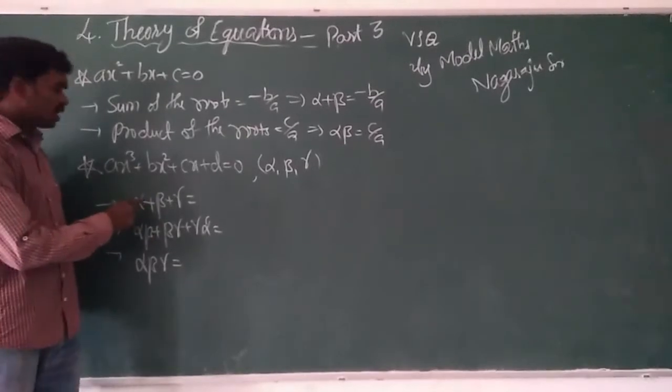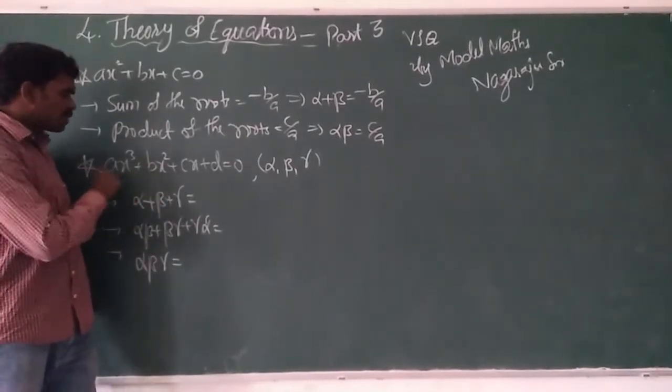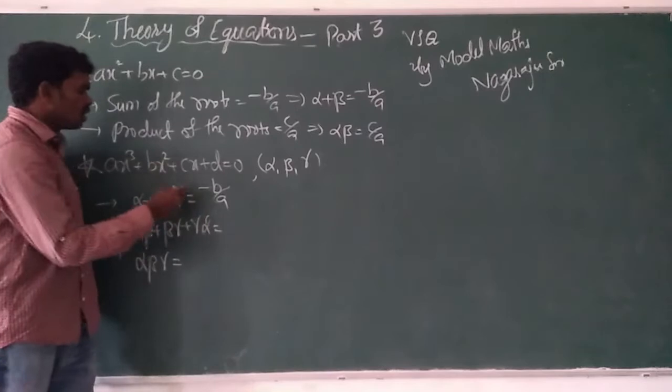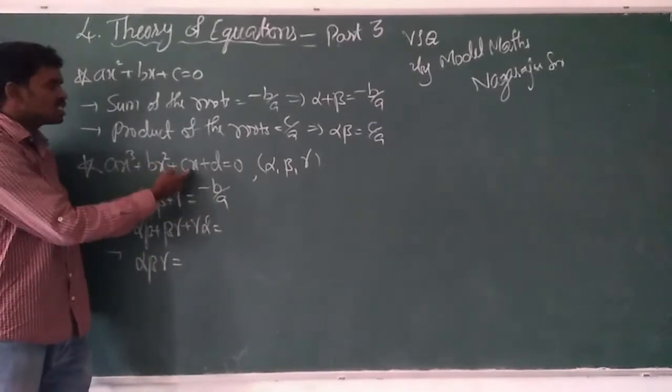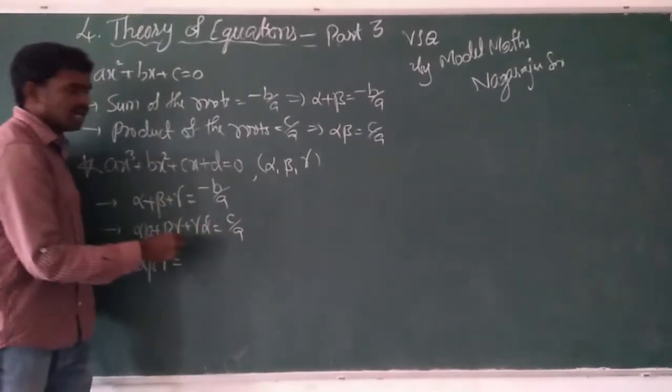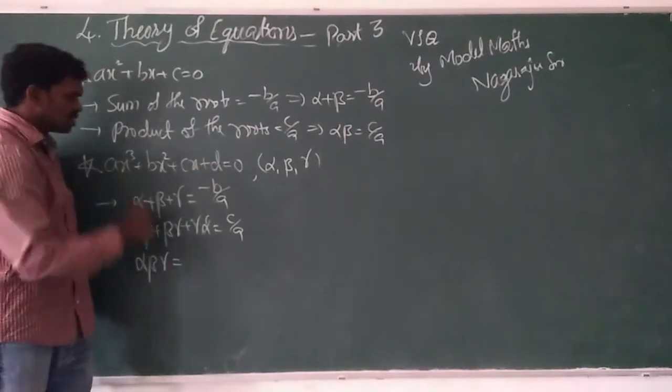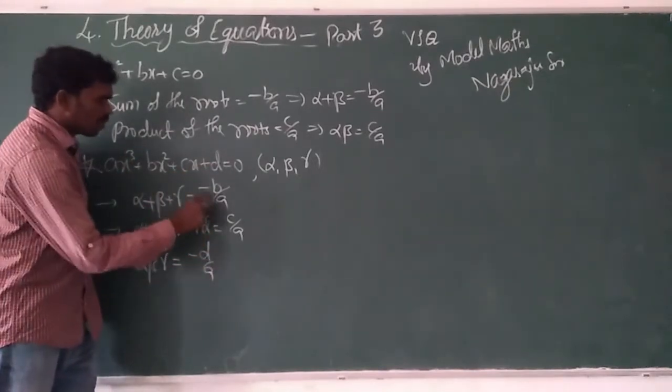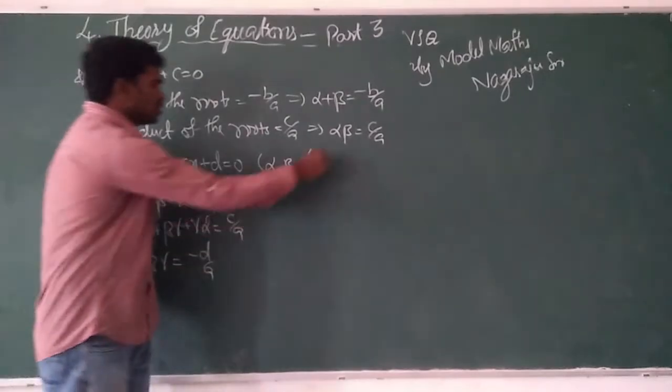Now, the sum of the roots is minus b by a. Next, the sum of products of two roots is c by a. And then the last, the product of the roots, is minus d by a. Okay, minus, plus, minus.